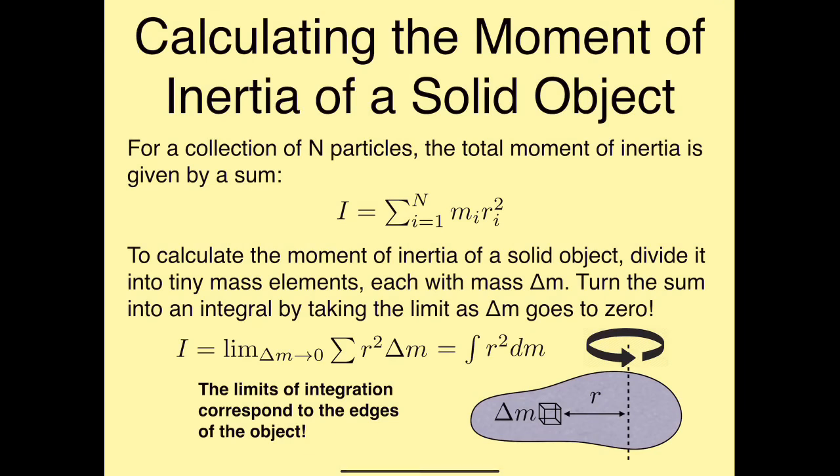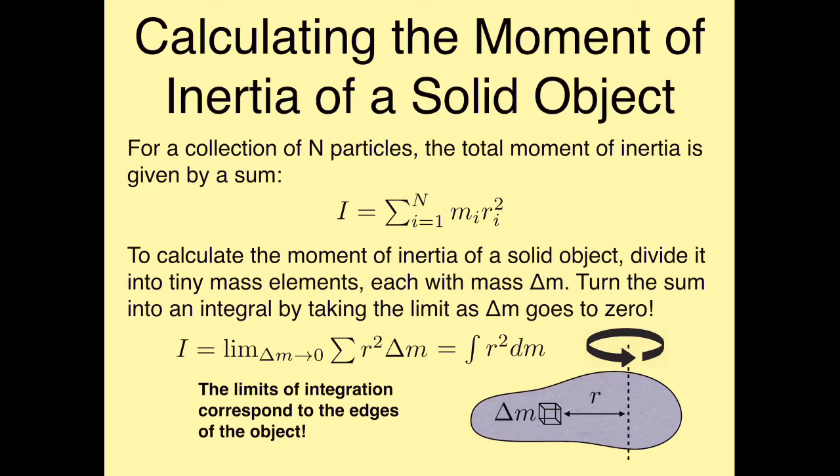All right, so we've seen how to calculate the moment of inertia of a particle, but most of the time what we really want to do is calculate the moment of inertia of some kind of solid object that's made up of many, many particles. So here's how we're going to handle this. Let's say we have a collection of n particles, whatever n happens to be.